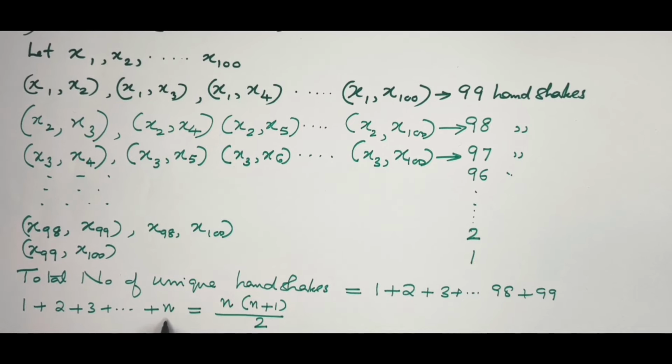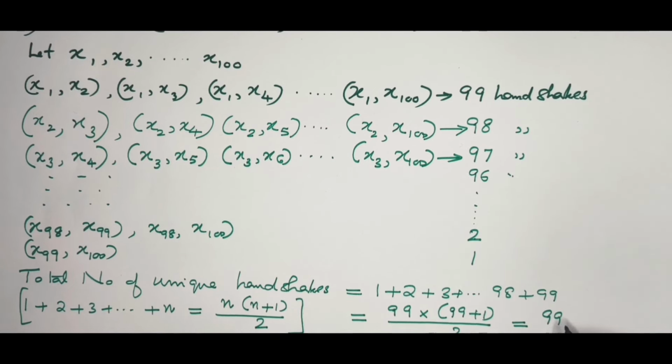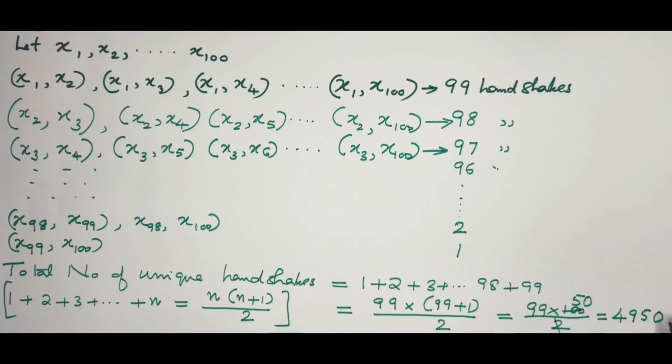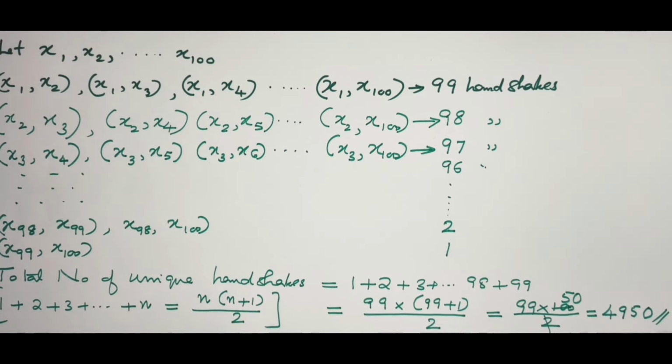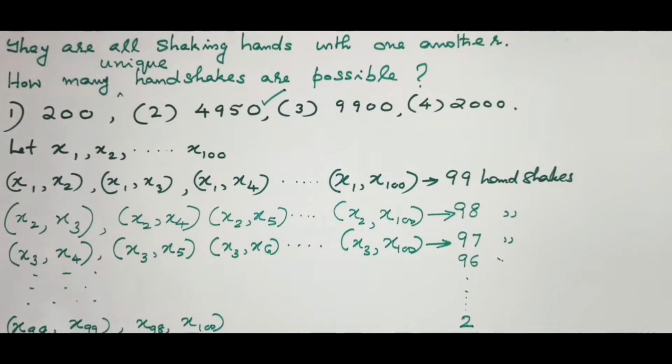So putting n equal to 99 here, you will have n is 99, then n plus 1, that is 99 plus 1, divided by 2. This equals 99 multiplied by 100 divided by 2. On simplification, you get 4950. And this is the total number of handshakes you can have. And this is given as the second option in the question. So this is the correct choice.